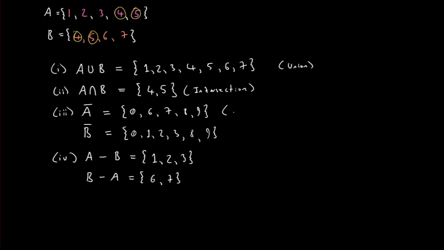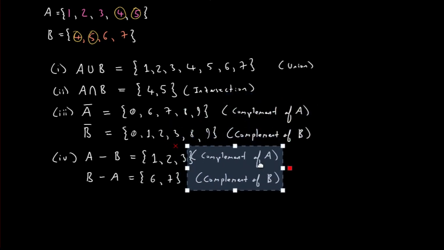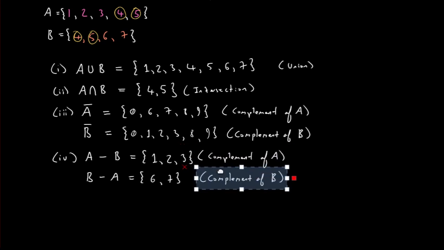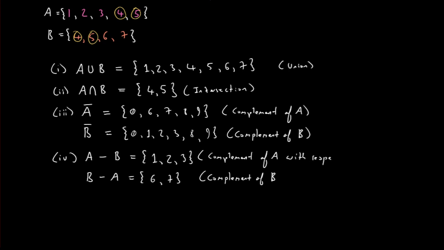So maybe I'll just furnish this by saying complement of A. This is, of course, the complement of B. And maybe, just to save myself some sanity and some writing, I'm just going to copy these, and I'm just going to say the complement of A, we'll say with respect to B, and this is the complement of B with respect to A, because we think of removing what's in A from B on the second one, and we would think of removing what's in B from A in the first one.